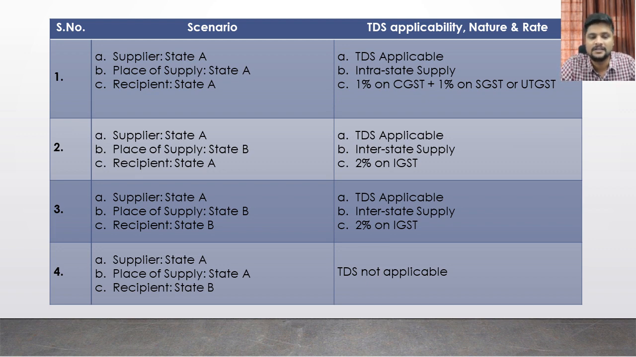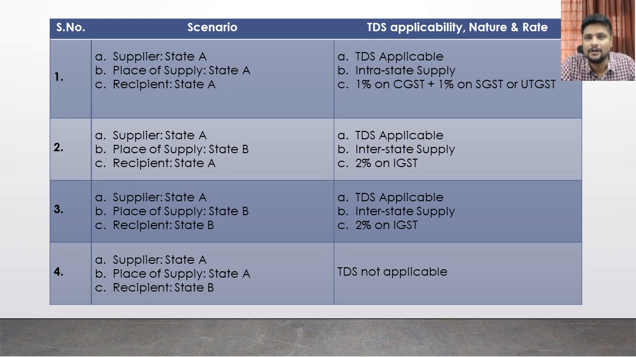In scenario number 3, the supplier is in one state, the recipient of supply is in a different state, and the place of supply is in the state where the recipient of supply is located. In that case, supplier and recipient are in different states, but the recipient and place of supply are in the same state. This is also a case of interstate supply, and 2% of TDS has to be deducted on the IGST.